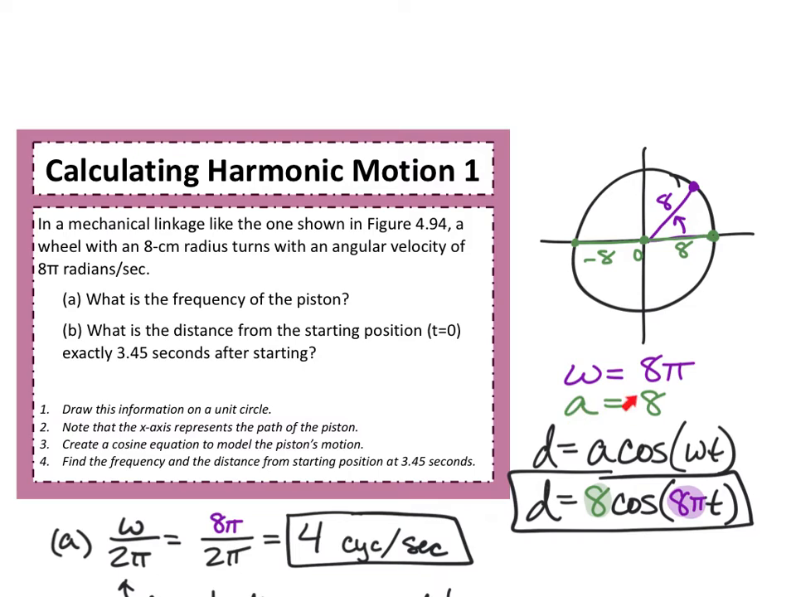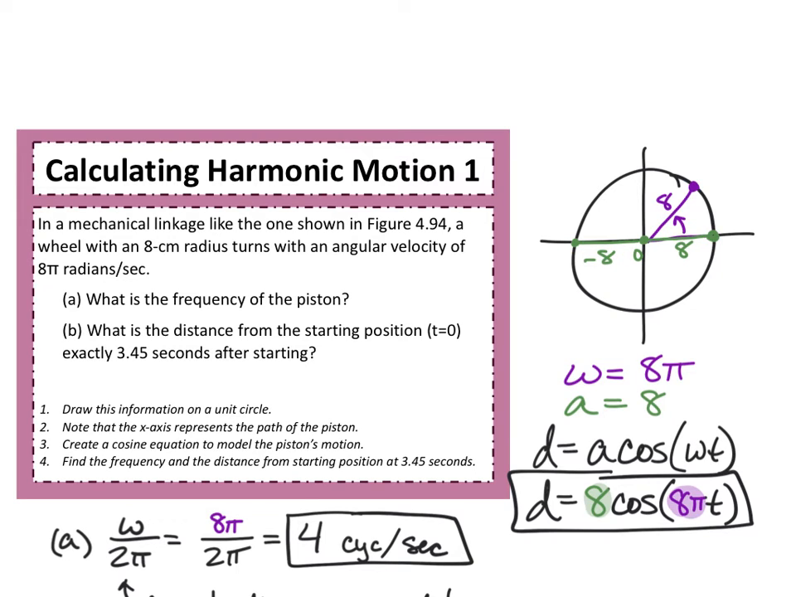And A is the radius length. That's how far this piston in this mechanical linkage is moving. So my amplitude is 8. It's going to go out to 8 and back, out to 8 and back. So it's going to go back and forth with an amplitude of 8, or a radius of 8.